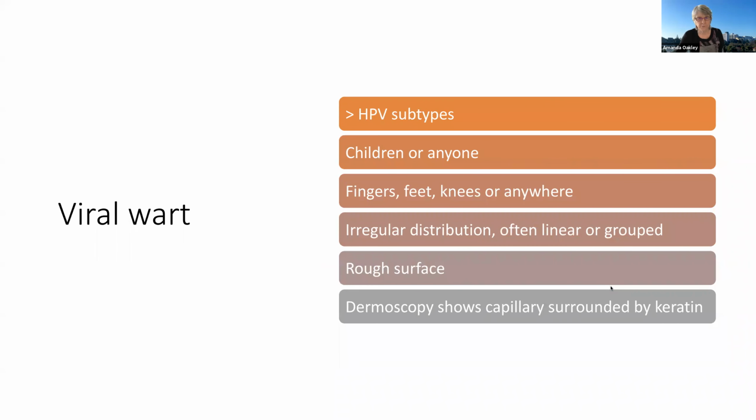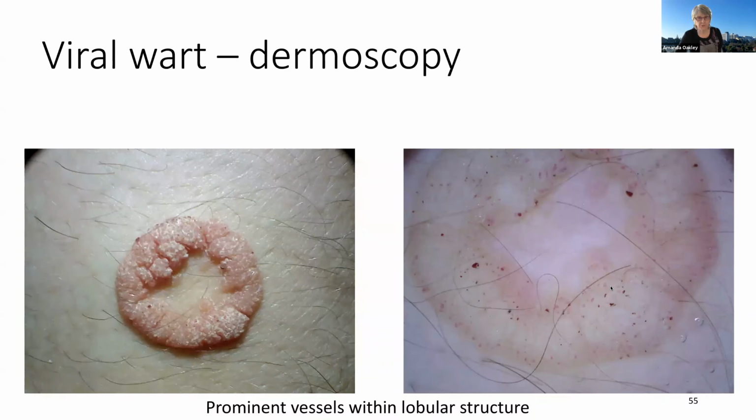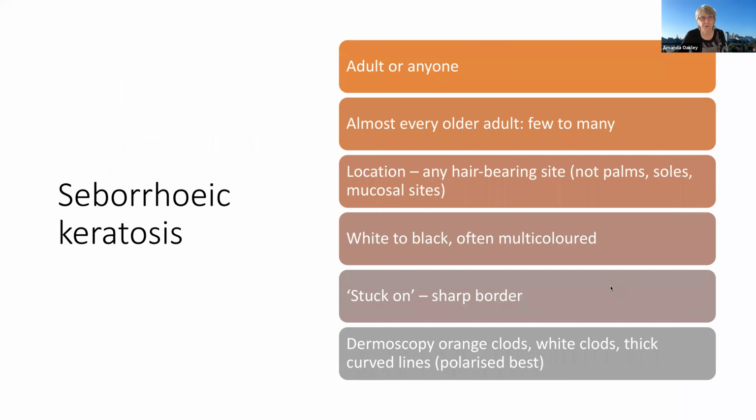I don't want to deal much with warts. They're pretty common in childhood and less common in adult life. Their dermoscopy shows prominent vessels within lobular structures. The benign keratosis is the name given when we are evaluating seborrheic keratoses, solar lentigines, and lichen planus-like keratosis, which is a derivative of the other two.